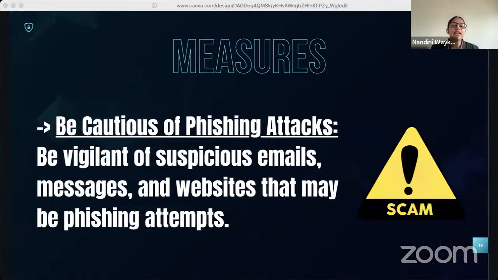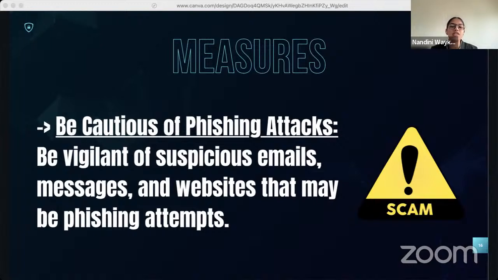Next, we have to be very cautious of phishing attacks. As we have talked about, phishing is very common. We have to be very vigilant of suspicious emails, messages, and websites that may be phishing attempts. On your email, you might get suspicious emails which say that if you click on a certain link, you get certain prizes. They look like they come from very reputed sources, but no, they will be phishing attacks.